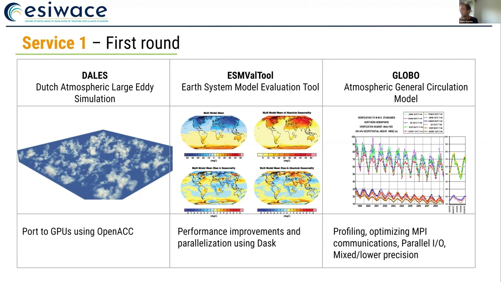At the end, the aim is to increase the throughput of these models, or to adapt them for new technologies. In this case, the GPUs of the new supercomputers, for applications that were using only CPUs in the past.